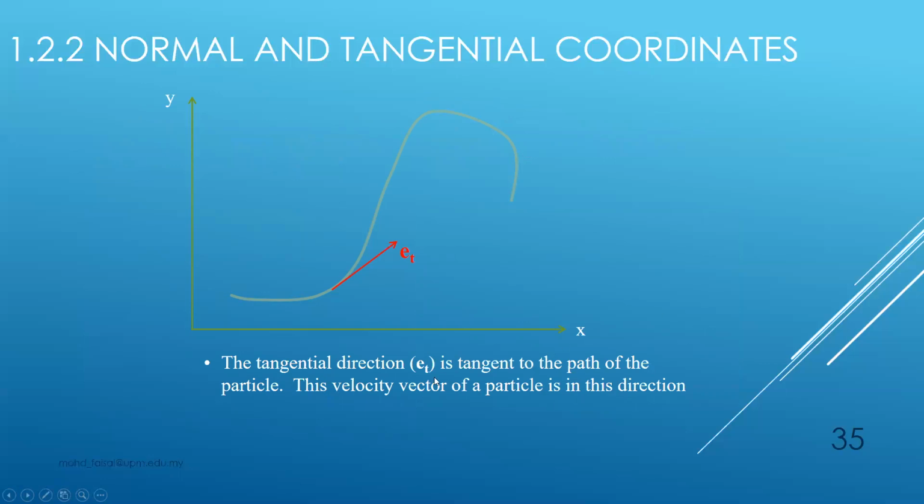The tangential direction, normally we denote it as e with subscript t. T stands for tangent, tangential. It's tangent to the path of the particle. The velocity vector of a particle is in this direction. This is the tangential component. If you want to calculate the velocity vector of that particular point here, then you will have the magnitude of v, and then the unit vector of the respective direction.